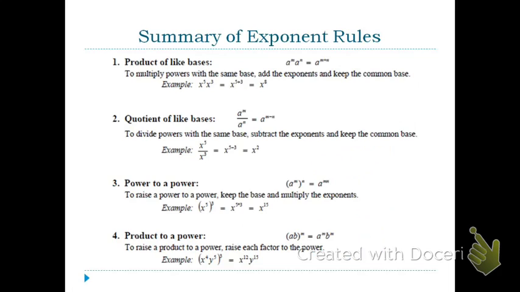When you have quotients of like bases, or whenever you take the division of two numbers that have the same base, or division of powers of the same base, you would subtract their exponents and keep the common base. For example, x to the fifth over x to the third is the same thing as x to the 5 minus 3, which equals x to the second power.